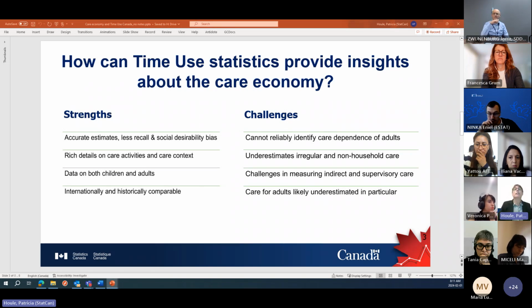It doesn't get at irregular caregiving. For example, if someone does it daily, we'll probably capture it in the time use. If it's once a week, then it's one chance out of seven to capture it. Once every two weeks, etc. So this diminishes the amount of granularity or information that we could get.